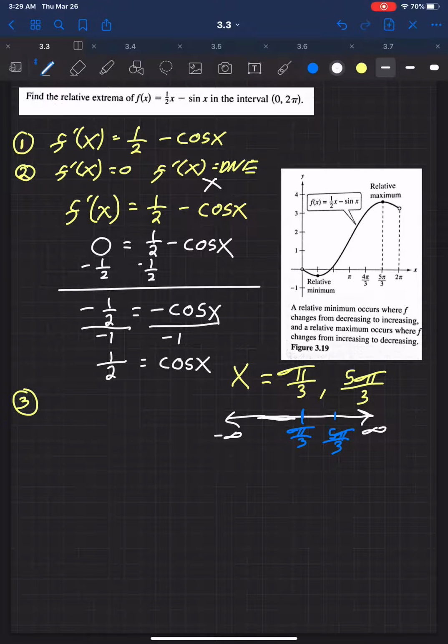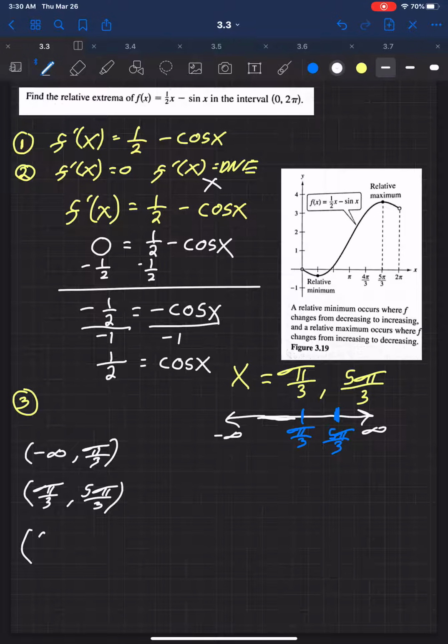Now, what do we have? Well, again, imagine you have a long string and you make 2 cuts. Right? If you have a string and you make 2 cuts, how many pieces of string do you have? You have 3 pieces. And likewise, you have 3 intervals. So what are the intervals? Well, we have an interval from negative infinity all the way to pi over 3. And we have an interval from pi over 3 to 5 pi over 3. And then the last interval is 5 pi over 3 to infinity.